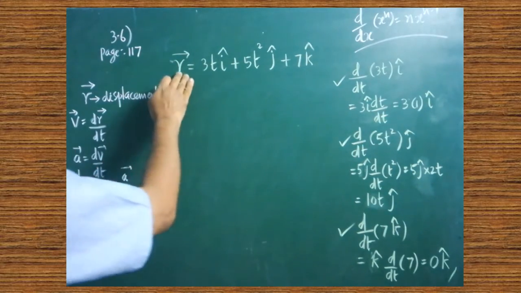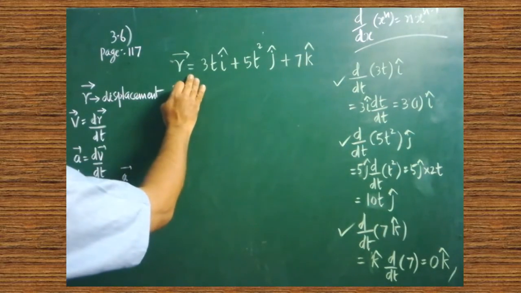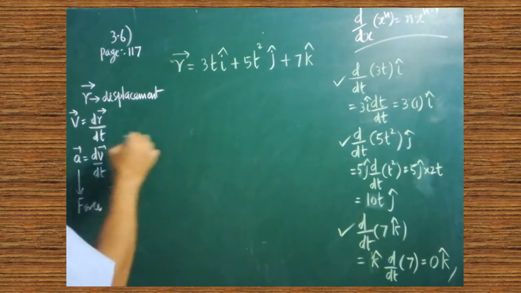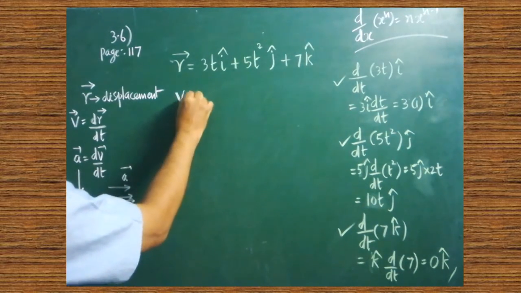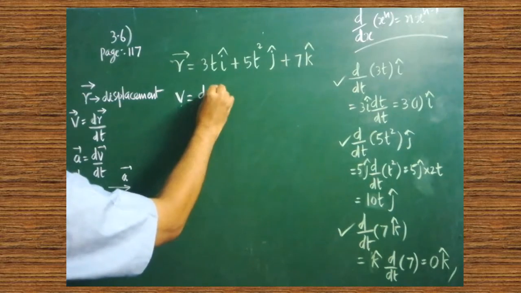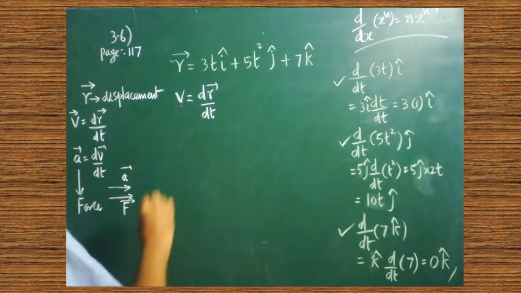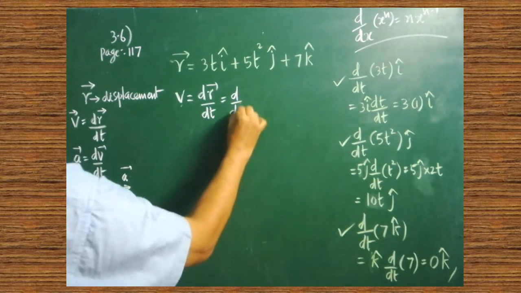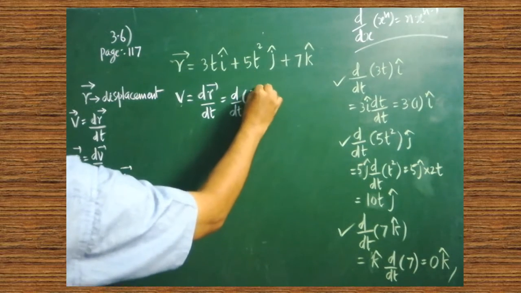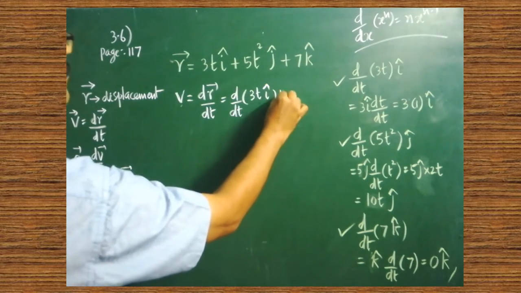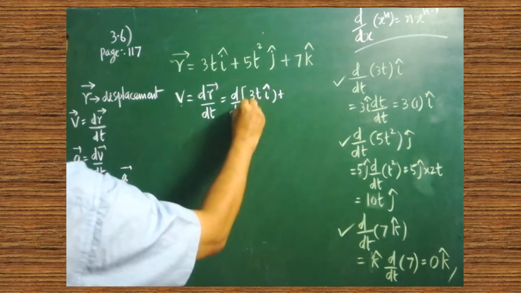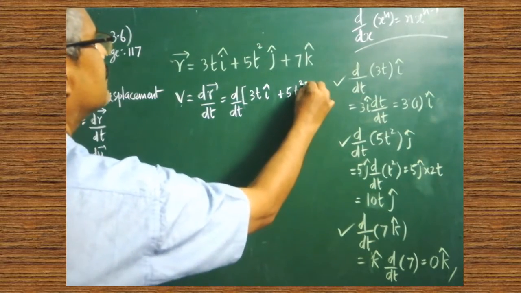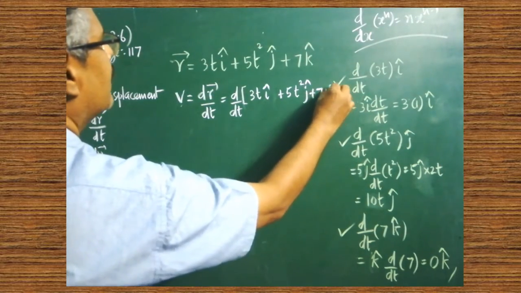So let's take the position vector equation. This equation is to be differentiated with respect to time. Note down, only then will you get velocity. So how will you get the velocity? Velocity is equal to dr vector divided by dt. R vector is nothing but the position vector. Substitute the values: d by dt of, within the whole bracket first, 3t i cap plus 5t square j cap plus 7k cap.